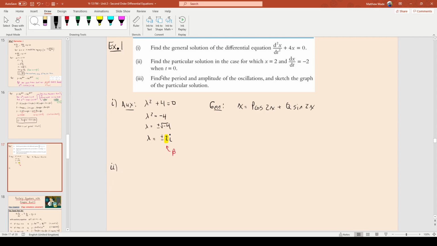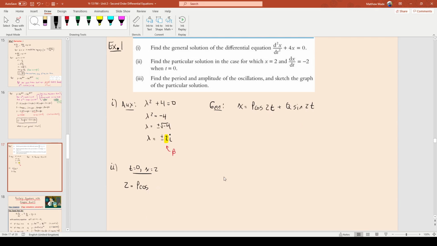The particular solution, we've got to keep working with the general one. It says x is 2 and dx/dt is negative 2 when t is 0. So just go with each component individually. t equals 0 has x equal 2. So into the general solution it's 2 equals p cos... oh dear, these are t's actually, sorry, I made a mistake. That's a t and that's a t. There you go.